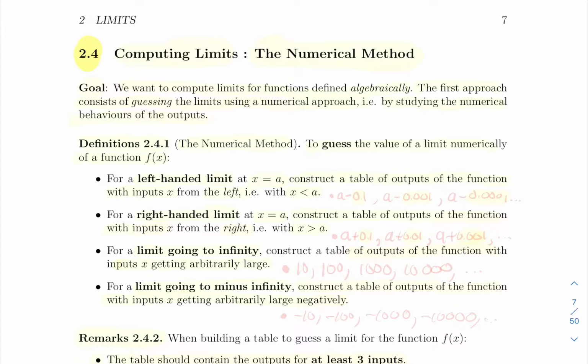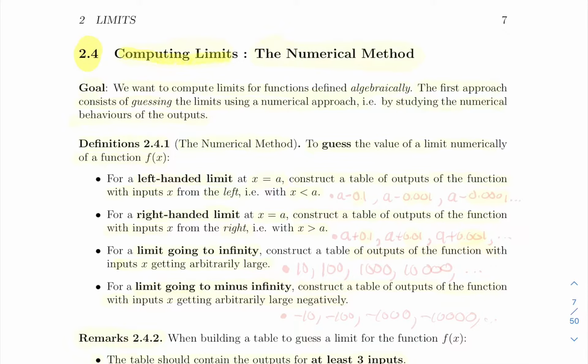In 2.1, 2.2, 2.3, even if we introduce the definitions of left side limits, right side limits, two side limits, and limits to the infinite, everything that we did, all the examples that we looked at were on functions defined visually. Now we're going to look at computing the same things, but from functions defined algebraically. And then the question is a lot more challenging.